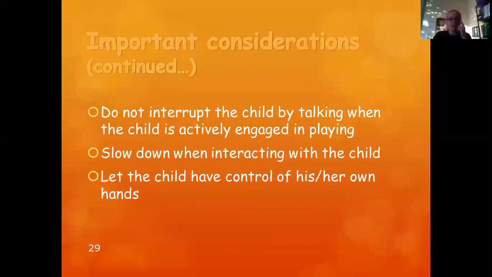Other important considerations. This is another thing we've talked a little bit about in other sessions. Don't interrupt the child by talking when the child is actively engaged in playing. Sometimes we have to know the difference between instructional language and chatter. For some of our kids that might have challenges in processing lots of information, auditory, visual, tactile, when we start talking, we keep them away from focusing on that tactile piece and learning about touch and how they're using their bodies. So I'm going to give you an example.